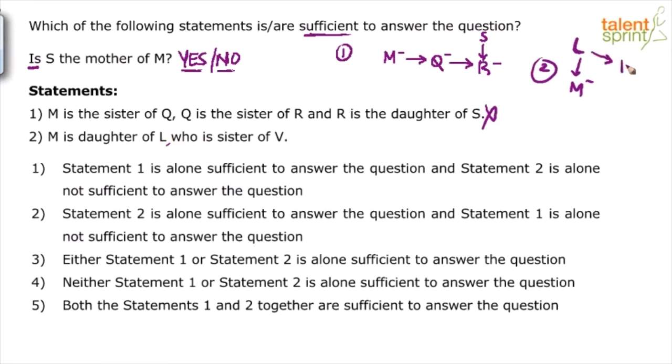Who is the sister of V? Who is sister of V means what? L is the sister of V. Now if you look at statement 2, M is the daughter of L and L is the sister of V.